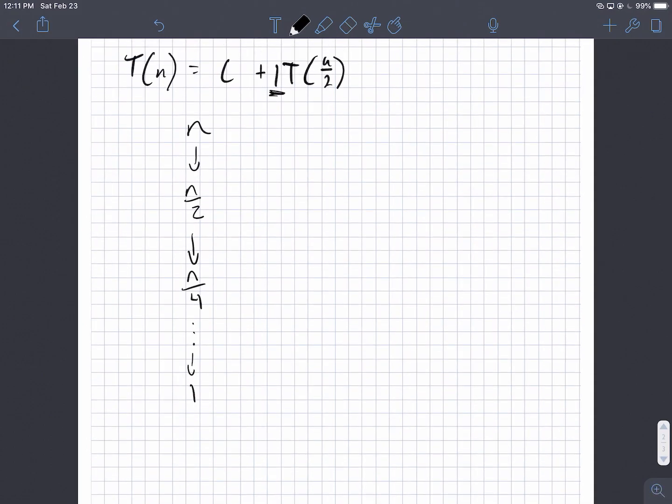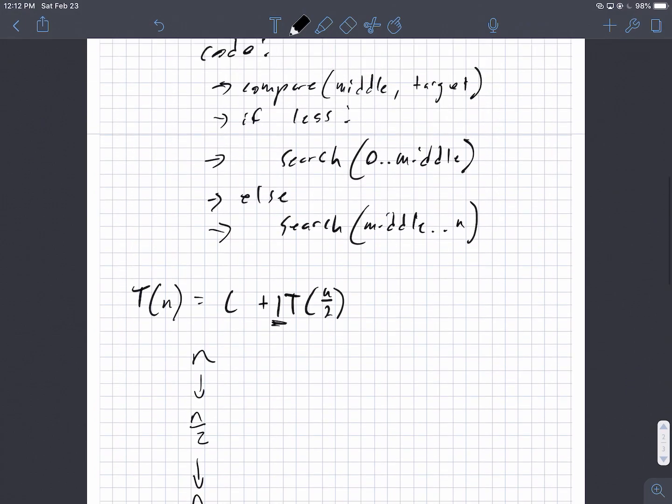Now we know roughly the levels that we need to consider in binary search. So the question becomes, we know we have these levels, now we need to determine the amount of work at each level. If you go back to our code, how much work is being done at each level of binary search? We call this compare every single time. And so how much work does this compare do? Yeah, exactly. It's constant, it's C.